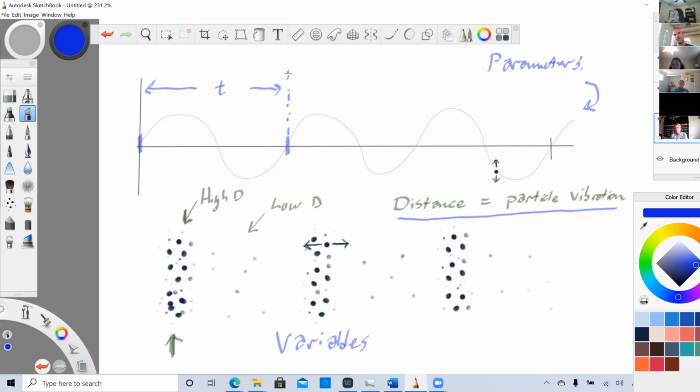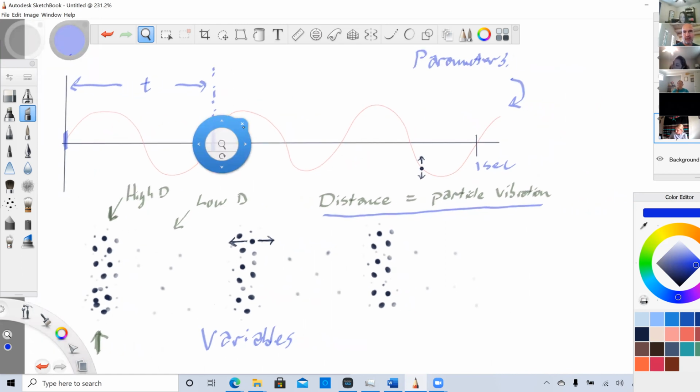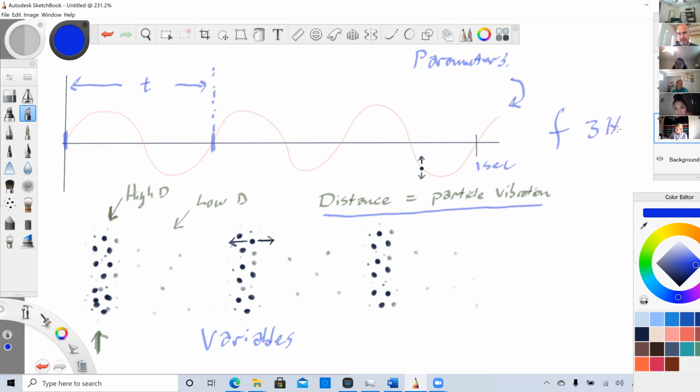Okay. So acoustic parameters, that's period. We could also say frequency, which is going to be all the way to the 1 second mark. Frequency in this case, 1, 2, 3, is 3 hertz, because there are 3 complete cycles here within 1 second, right? Hertz is how many cycles in a second.